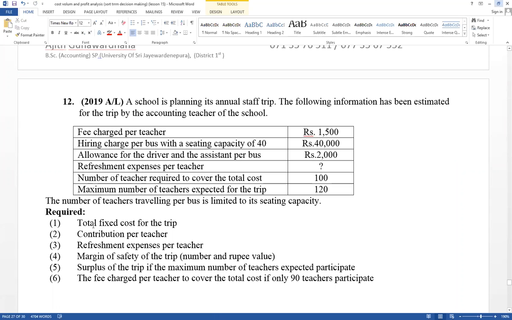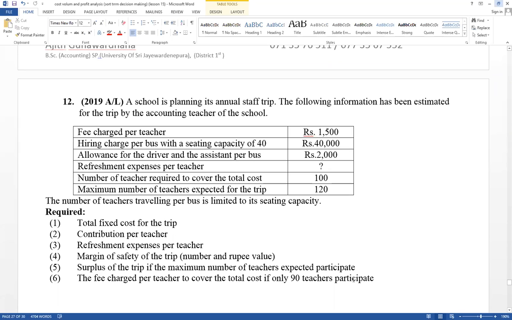That there's total fixed cost of the trip requirement same. And contribution per teacher. Replacement expense per teacher. That is a variable cost. And margin of safety of the trip number and value. There's both. And surplus of the trip, if maximum number of teachers expected to participate, that is a profit. And last one, the fee charged per teacher to cover the total cost if only 90 teachers participate.